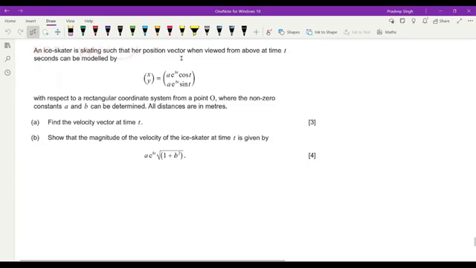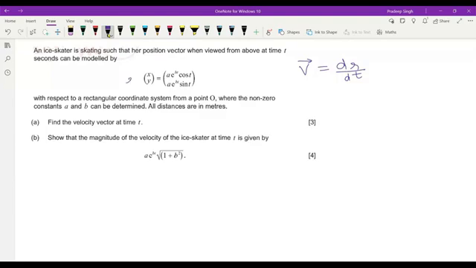In this question, the position vector of an ice skater is given. All distances are in meters, and we are supposed to find the velocity vector. So let's revise the concept. Velocity using position is found by differentiation. So velocity is given by the derivative of r with respect to time, where r is the position vector.